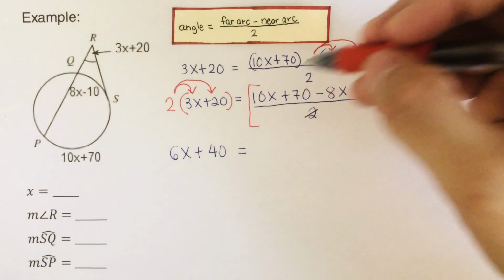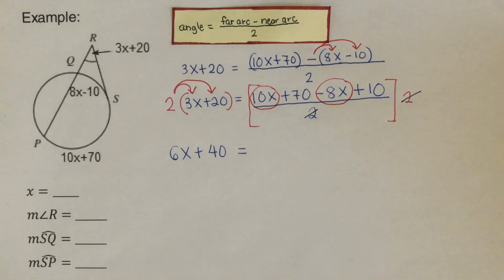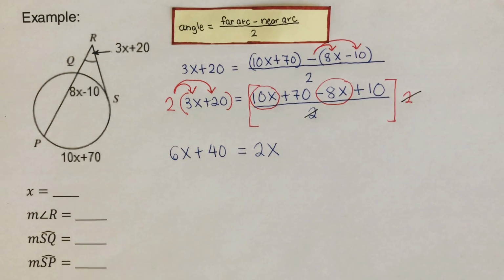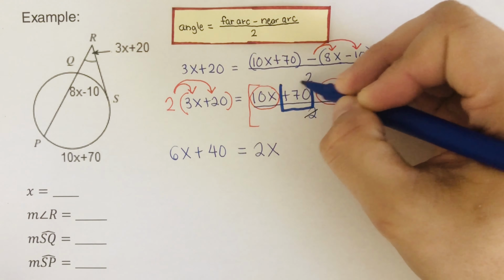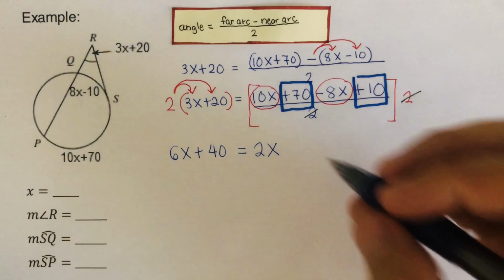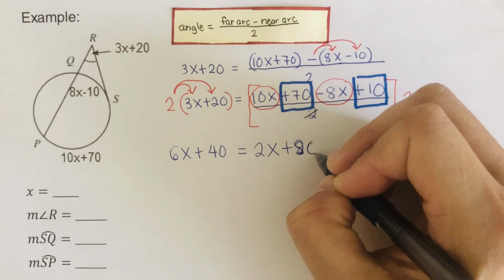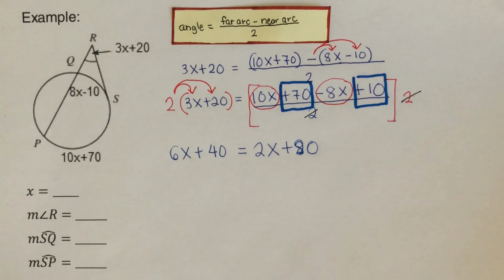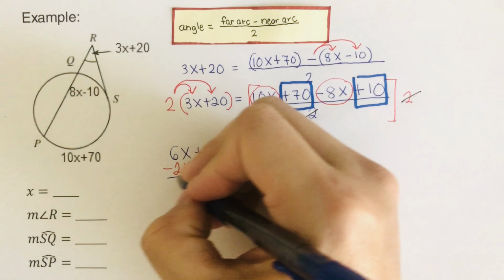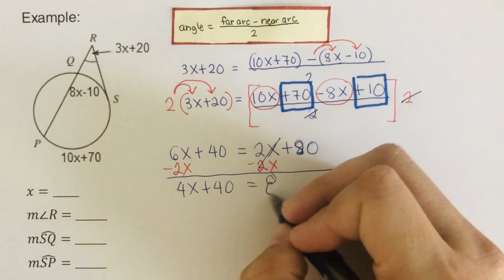First, we have 10x minus 8x, which is 2x. So I'm going to write 2x here. And then we have 70 plus 10, which comes out to 80. So that is 2x plus 80 on the right side of the equation. And then from here, we are going to subtract 2x from both sides, so minus 2x, minus 2x. Then we are left with 4x plus 40 equals 80.